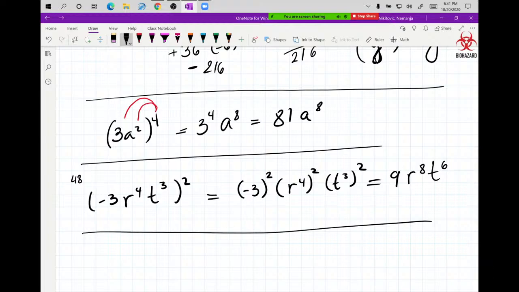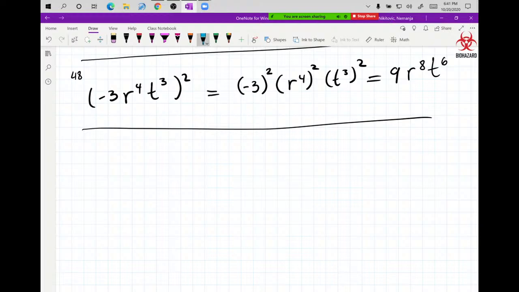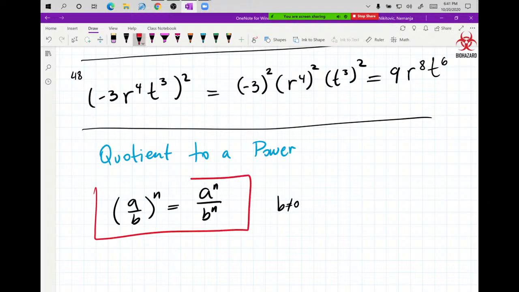One more rule, which is the quotient to a power. And the rule is if you have a fraction, then each gets its own exponent. B needs to be not 0, but that's the detail about the fraction. It's not a detail about our algebra rule.